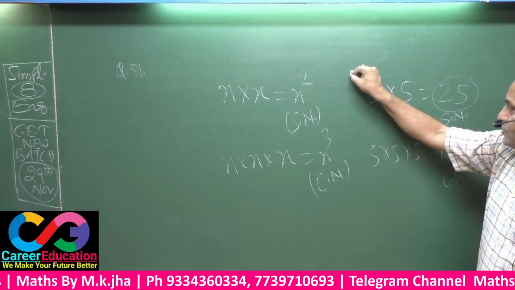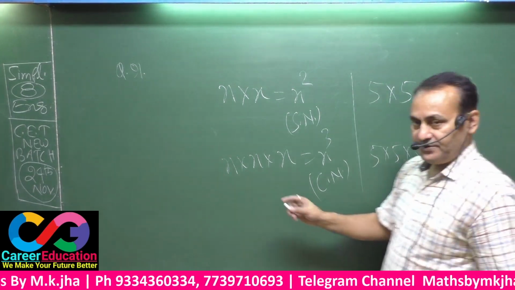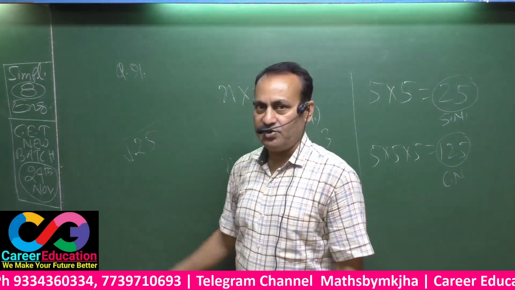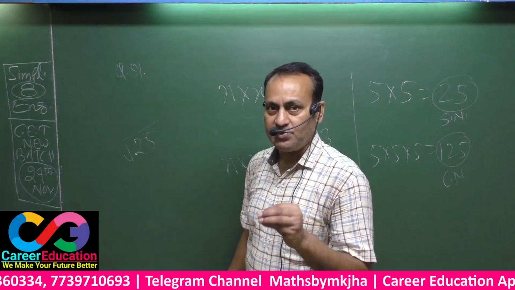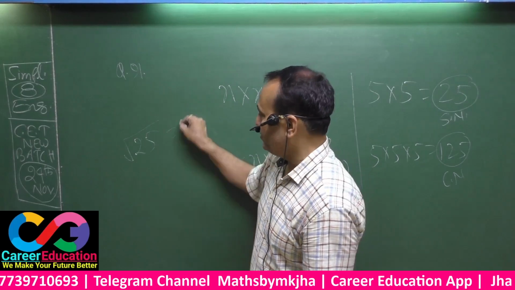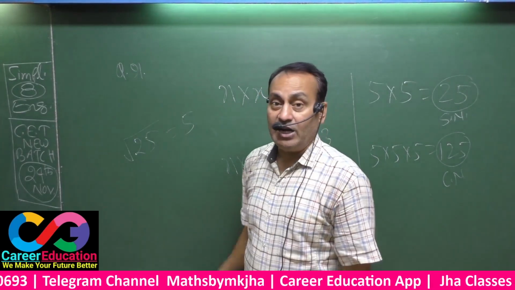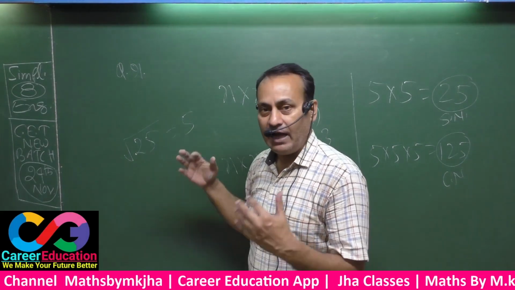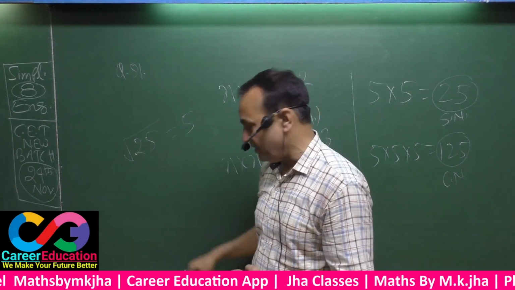Go to the reverse situation. That means if 25 is put under root, this is the symbol for under root, the result is only 5. That means 5 is called the square root of 25.